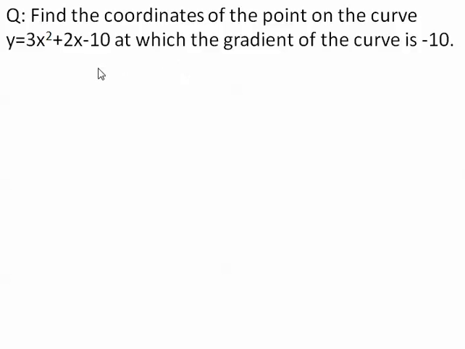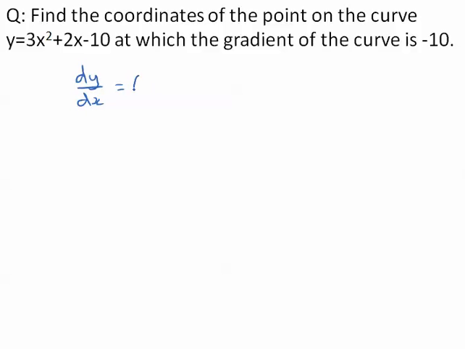In this video we're going to do the reverse of what we did in the last video. In the last one we found the gradient at a given point, but this time we're going to do the opposite and find the point at which the gradient is a specific value. So in the first example we have to find the coordinates of the point on this curve at which the gradient is -10. As usual we're going to start by differentiating it.